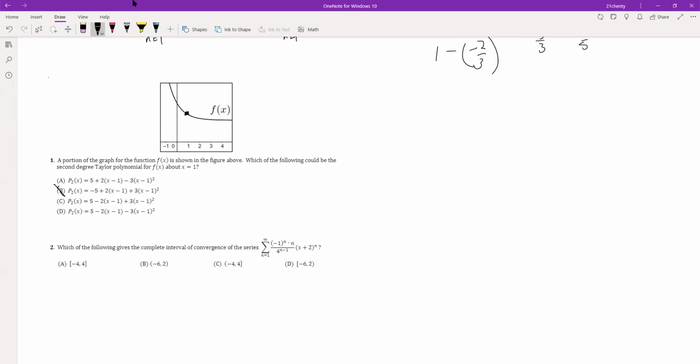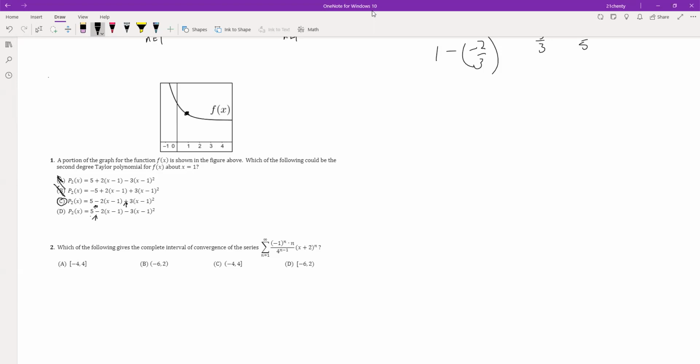positive. And now for the rest, I'm going to look at the first and second derivative. So first off, f of x is decreasing on this interval, which means the first derivative should be negative. So this part should be negative. So that eliminates A. And now it is concave up. So this sign should be positive, because that's the x squared. So C is the correct answer.